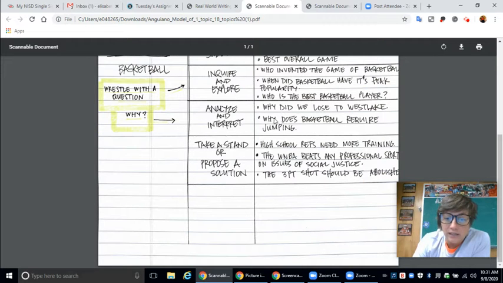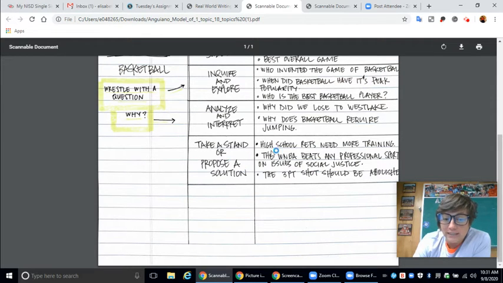Analyze and interpret. So this is the why. Why did we lose to Westlake my senior year in the playoffs? Why does basketball require jumping? As you see, I only have 2 bullet points there, so I can only have 2 essays for analyze and interpret.